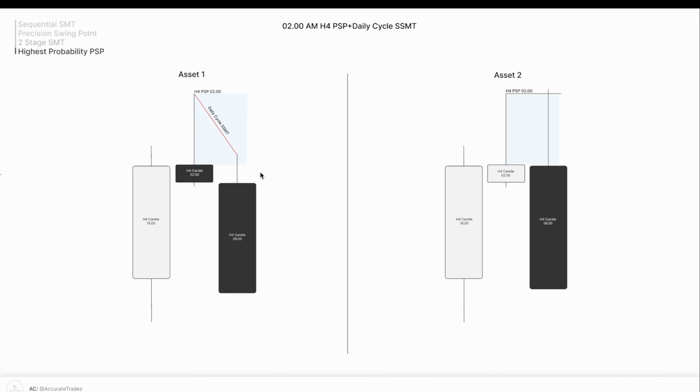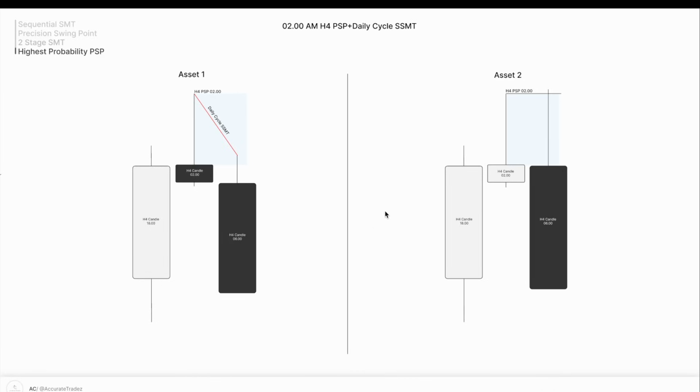And then we have our 2 a.m. 4-hour PSP. It's the same concept as the 6-hour, but sometimes on the 6-hour it won't show, but on the 4-hour it will create this sequence. Something important to note is that you need to drop lower from the higher time frame to the lower time frames, right?